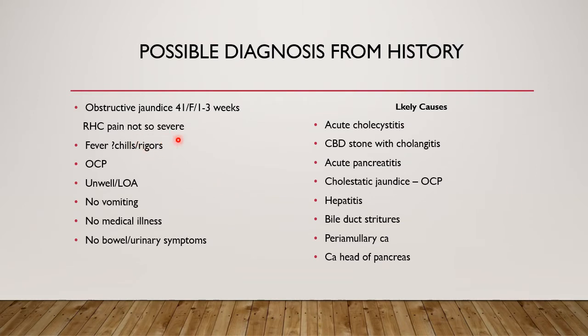So with this history, with all these features which I've mentioned just now, of obstructive jaundice with right hypochondrial pain in a female patient aged 41, these are the likely causes: acute cholecystitis, CBD stone and cholecystitis, acute pancreatitis, cholestatic jaundice due to the contraceptive, hepatitis, bile duct strictures, periampullary carcinoma, and carcinoma head of the pancreas. These last two are highly unlikely due to the acute onset of 3 weeks and the patient being young.